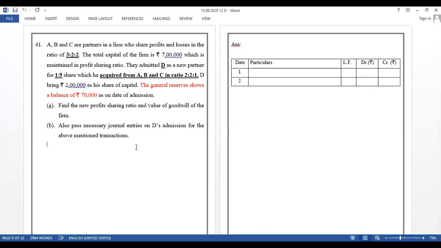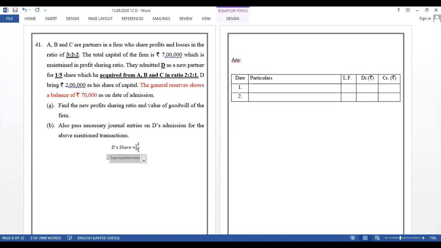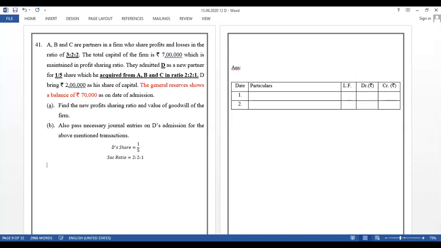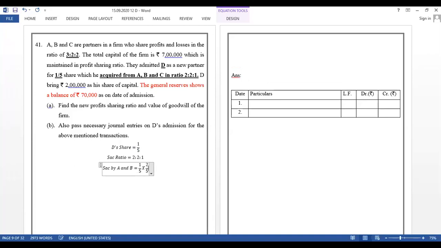For the new ratio, the sacrifice ratio is given to us. So let me write over there D's share. D's share is 1 by 5. This is the share sacrificed by the 3 of them in the sacrifice ratio of 2:2:1. Now, because I can see that A and B sacrifice the same share, 2 by 5, let me write there sacrifice by A and B. That will be equal to 1 by 5 of 2 by 5, so this will be equal to 2 by 25.